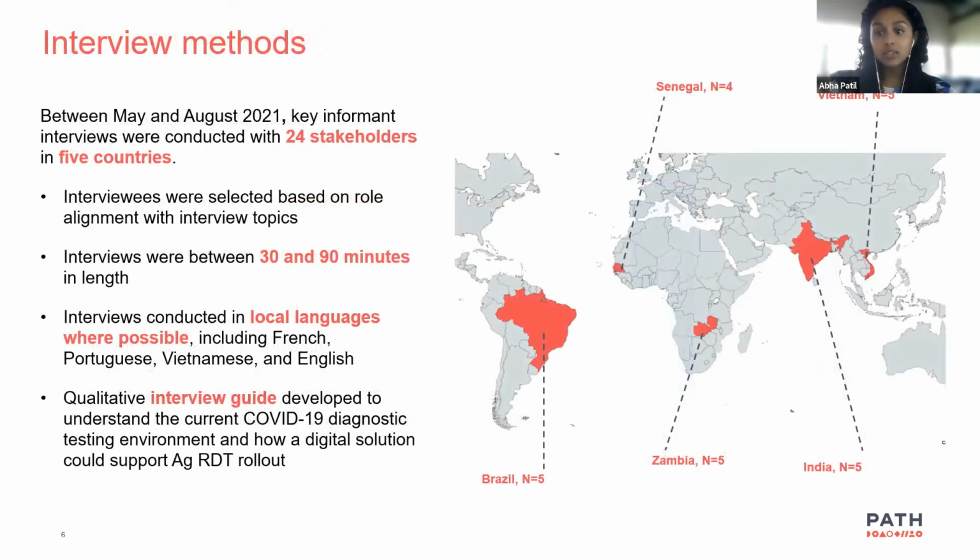We conducted interviews between May and August of 2021 with 24 stakeholders from 5 countries shown here: Brazil, Senegal, India, Vietnam, and Zambia. These countries were chosen in conjunction with our FIND partners to promote geographical diversity and taking into account other criteria such as operational presence and COVID-19 situation. Interviewees were purposefully selected based on role alignment with topics, and a qualitative interview guide was developed to be used across all countries.